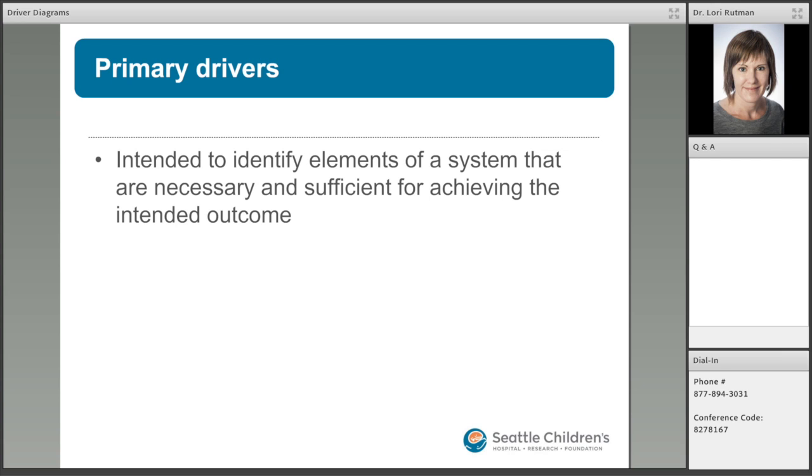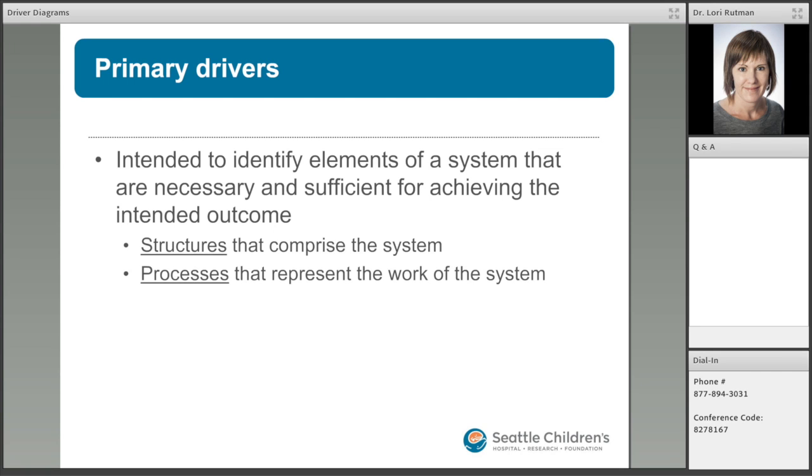Primary drivers are intended to identify the elements of a system that are necessary and sufficient for achieving the intended outcome. And they're often categorized in three big buckets. The first are the structures that comprise the system, the processes that represent the work of the system, and then the operating norms or the culture of the system. I will say that operating norms or the culture of the system is often one of the most important and most overlooked drivers that need to be addressed in order to actually get change to happen.